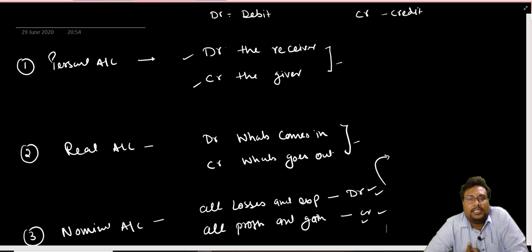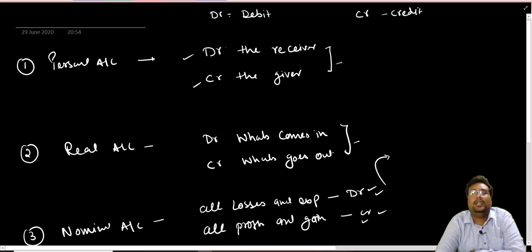I will revise all the things again. Listen carefully. Debit the receiver, credit the giver is the rule of personal account. It means if somebody is receiving an amount, that person will be debit, and the person who is giving the things will be credit. The real account rule is very simple: debit what comes in, meaning what thing is coming into the business will be debit, and what thing is going out from the business will be credit.